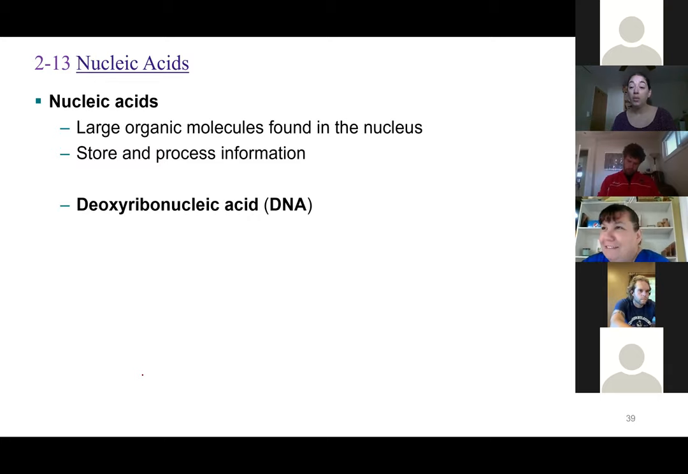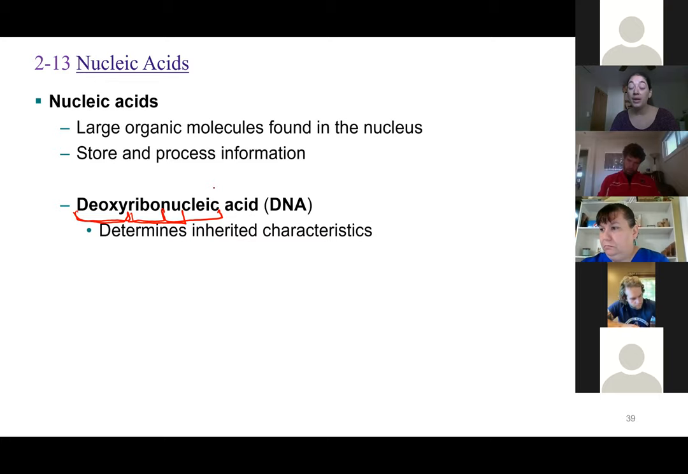So the big one that most people know about is DNA. Deoxyribonucleic acid. And yes, you need to know the whole word. So it's broken down into deoxyribonucleic, and then nucleic. So it's made up of several components. And these determine inherited characteristics like the color of your eyes, the shape of your nose, and whether or not you have a bendy pinky finger. That's truly an inherited characteristic.